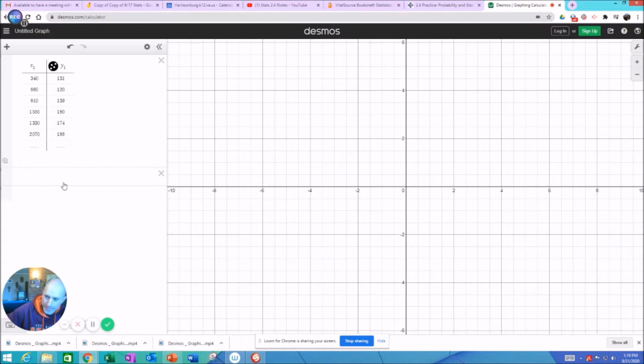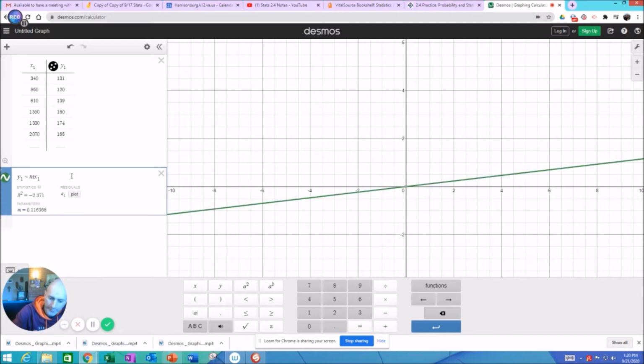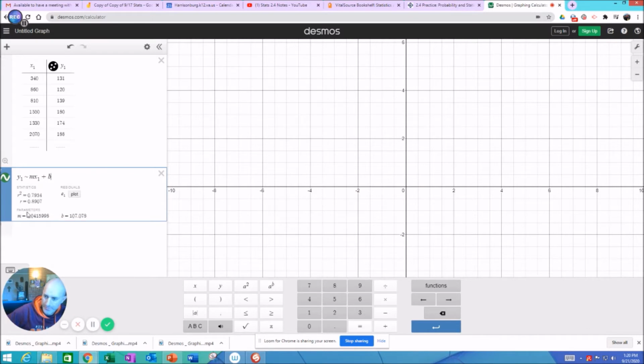So to find that on Desmos, you have to use your equation, y1 tilde m x1 plus b. Okay, so there's your slope and y-intercept. But where we're interested is the correlation, which is 0.8907.